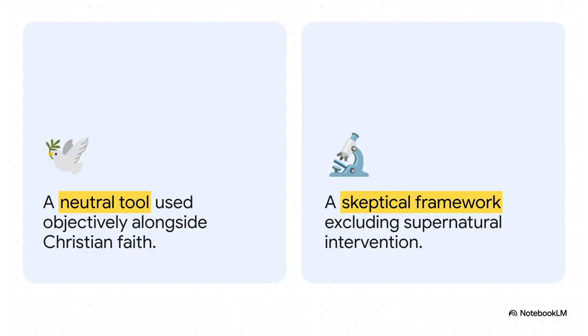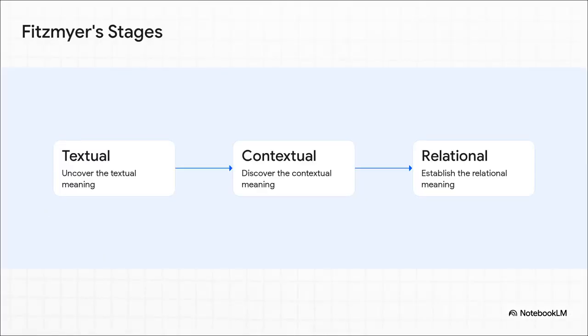Now, this brings up a really intense philosophical divide about how this method is used and whether it can ever truly be neutral. On one side, you have Joseph A. Fitzmyer, who views historical criticism as a neutral, objective tool that can totally be paired with Christian faith presuppositions in a positive way. But on the exact opposite side, you have Ernst Troeltsch. He views the whole method through these radical, highly skeptical principles that strictly exclude any kind of supernatural intervention in history whatsoever. Let's unpack Fitzmyer's approach first.